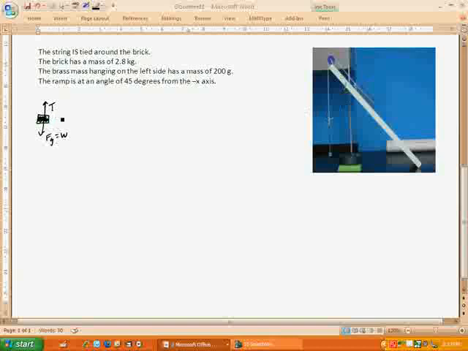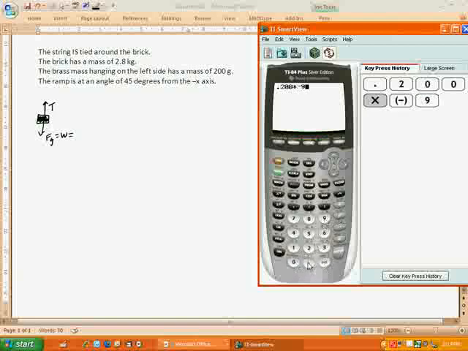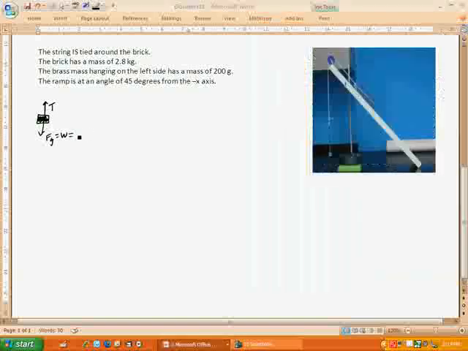So we have that, and we know that we can calculate the weight of my brass mass here. It says that the brass mass hanging on the left side has a mass of 200 grams. So I can get the weight by taking 200 grams, which is the same thing as 0.200 kilograms, and multiplying it times negative 9.81. So that will give me negative 1.962, and yes, it should be negative because it's going down.